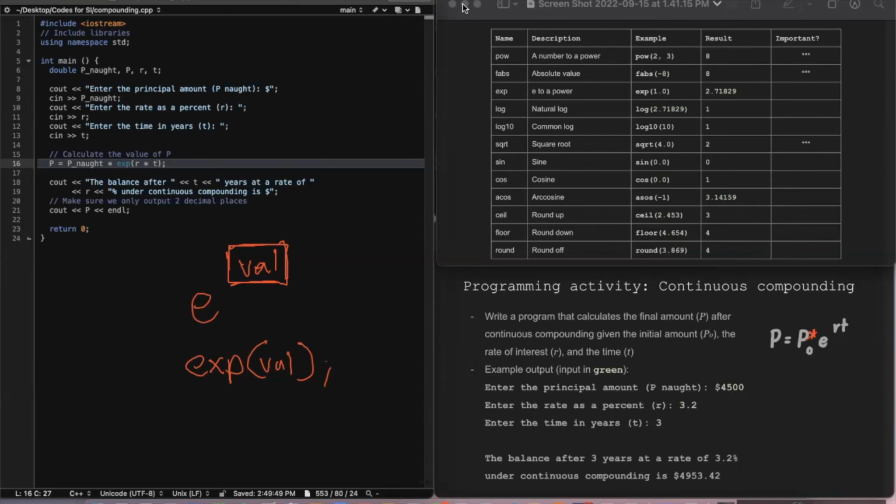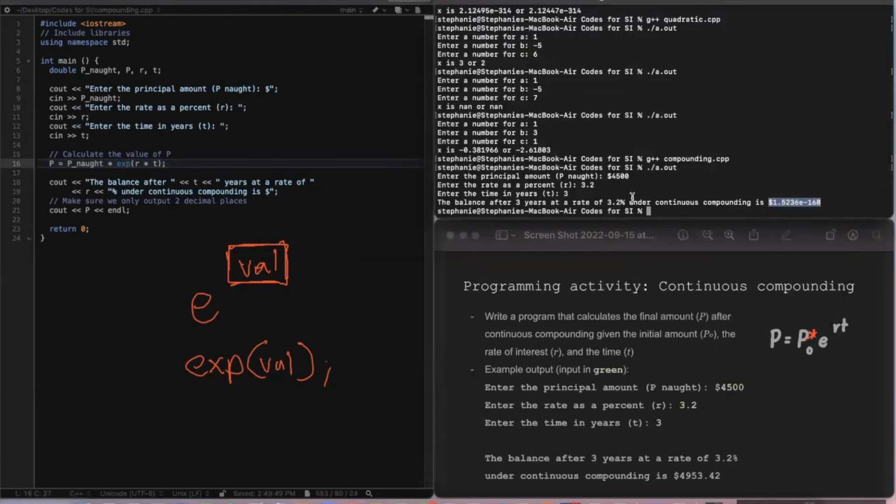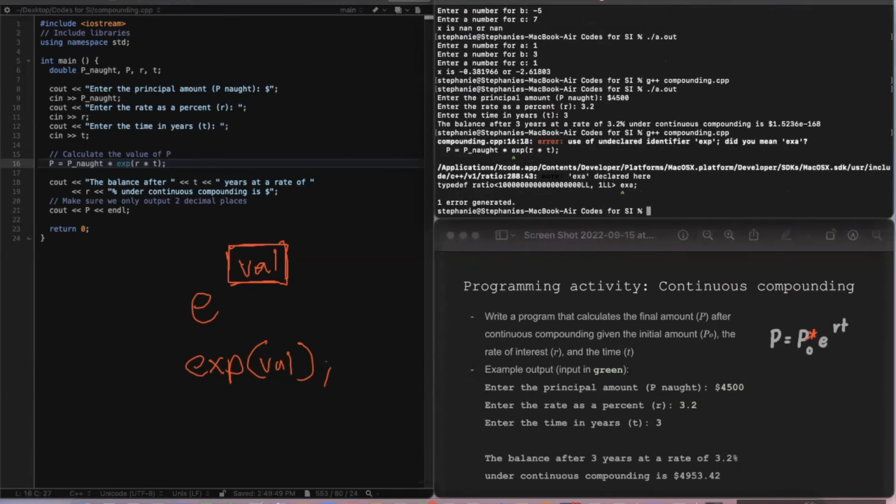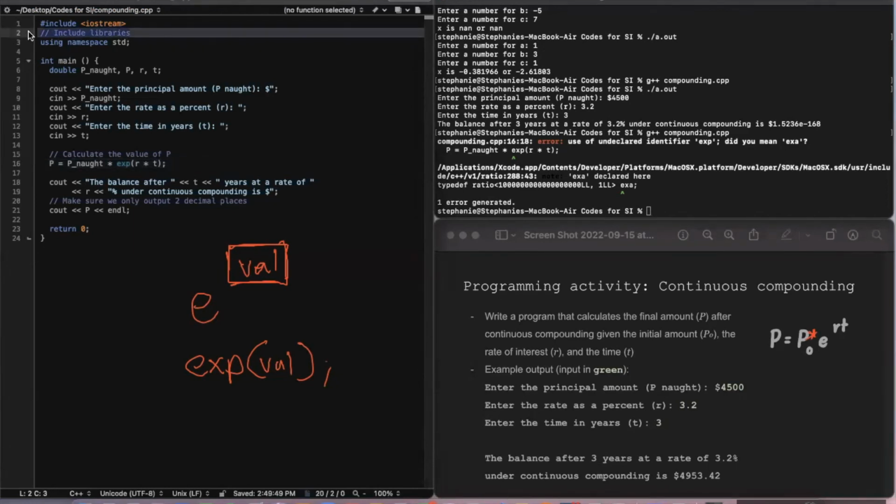I'm going to run this again, just making sure everything is working. Oh, I see it. I did not include CMath. This is what happens when you don't include CMath. I get very confused. So if we need to use these functions, including CMath is a good idea.